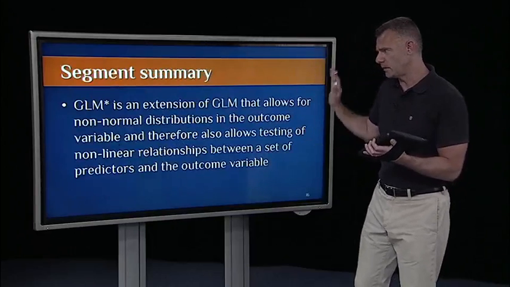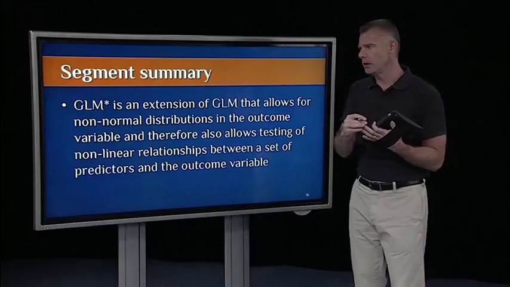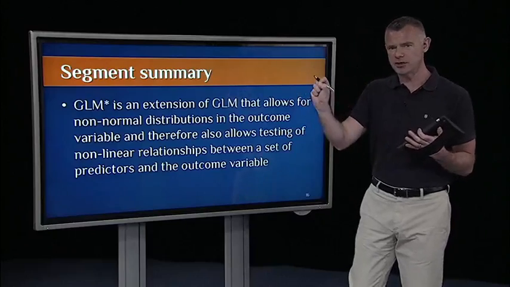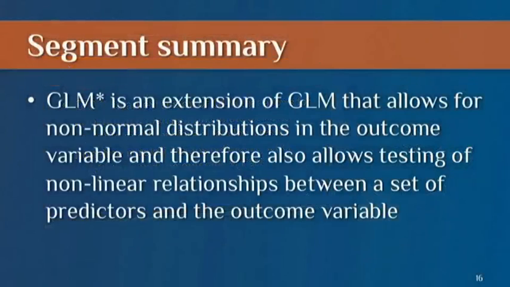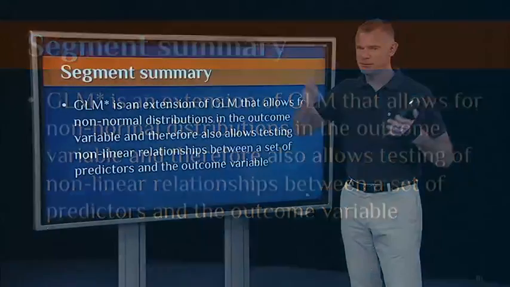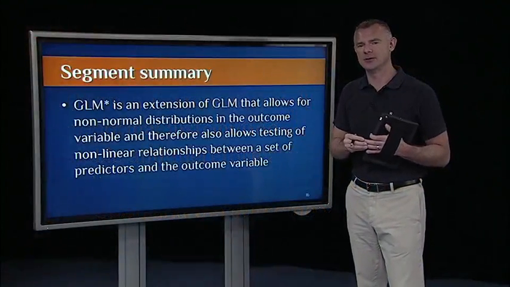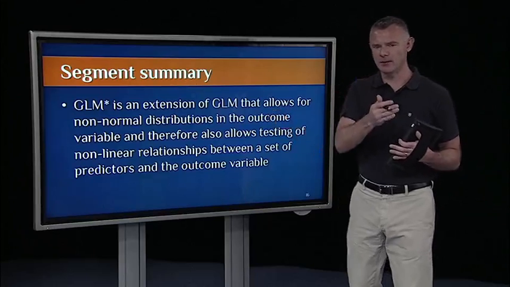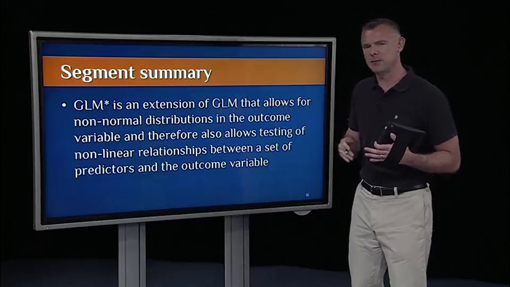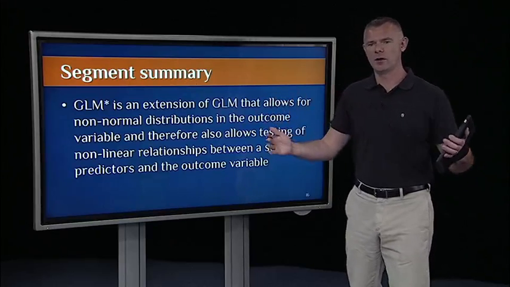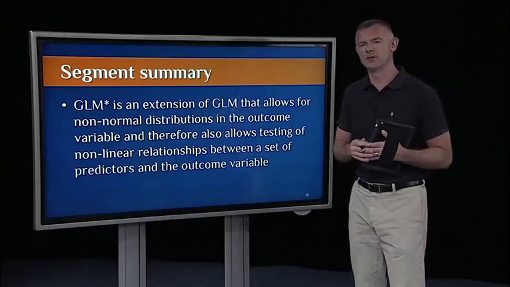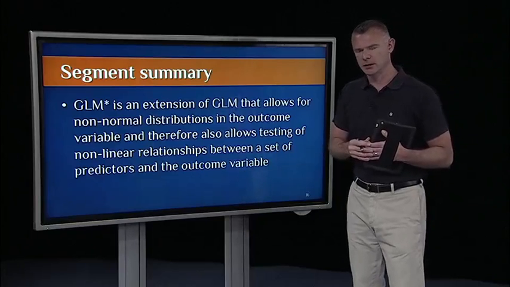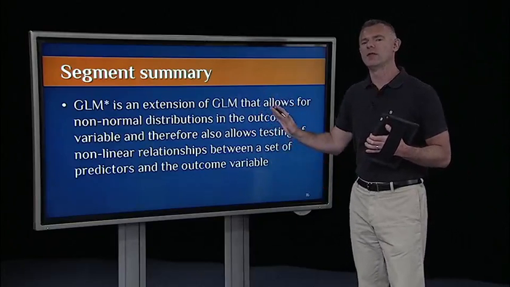So to wrap up this introductory segment, just to give you the concept, GLM star is a simple extension of GLM. Simple in the fact that all you do is apply a link function. Not so simple in that that link function can be one of many different kinds of functions that show nonlinear relationships between a set of predictors and an outcome variable. So it's a simple extension, but it allows for lots and lots of other types of regression models to be tested. I'm just giving a quick summary of it here.